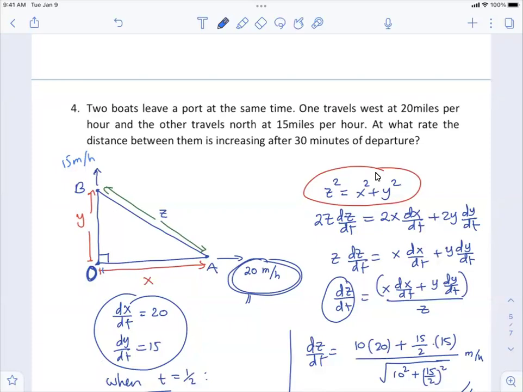And then what we need to figure out is how fast, or the rate of increase of the distance between these two boats, which is none other than represented by z. So now, what is the connection between these? z squared is none other than x squared plus y squared.